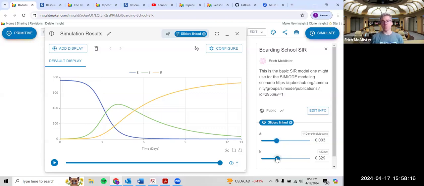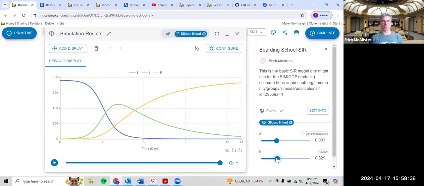And likewise, if you increase K, so K is the rate at which infected people recover, then that should shorten the peak. And then we can say, does it shorten the peak and push the graph to the left or the right?